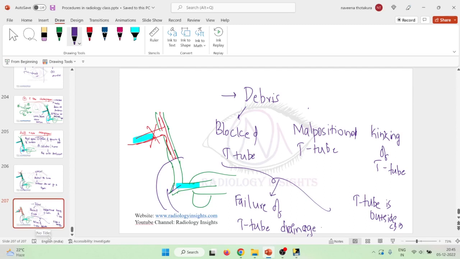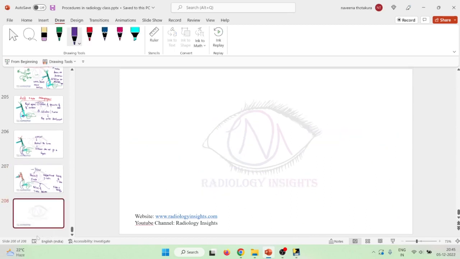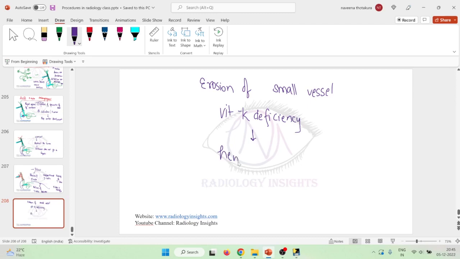Next, sometimes because of erosion of small vessels in the tube, or because of vitamin K deficiency, there can be hemorrhage from the T tube. When you try to inject the contrast, you will see that bleeding is seen from the T tube. This will also result in an abnormal cholangiogram.